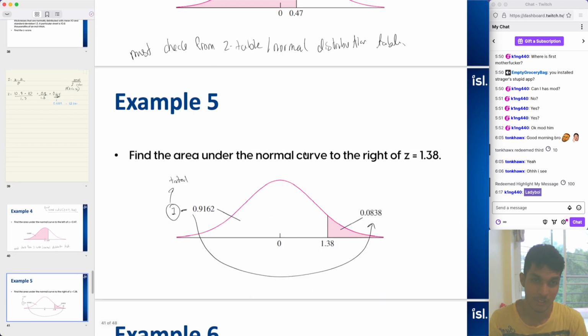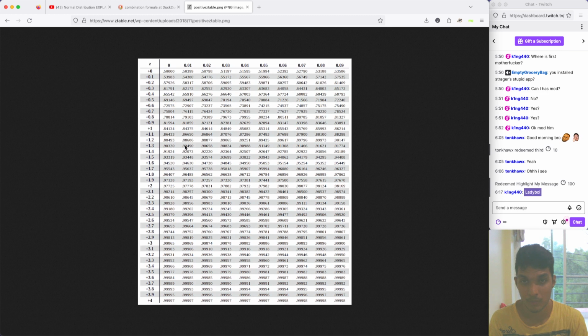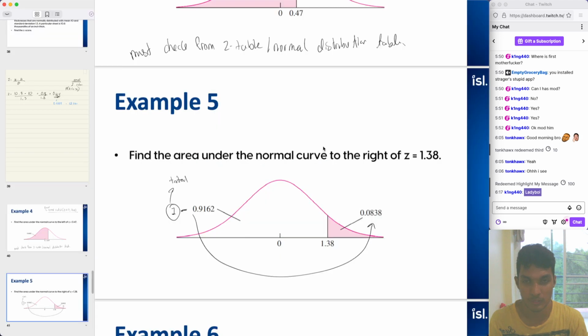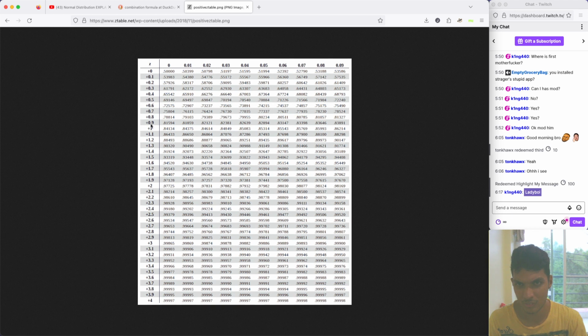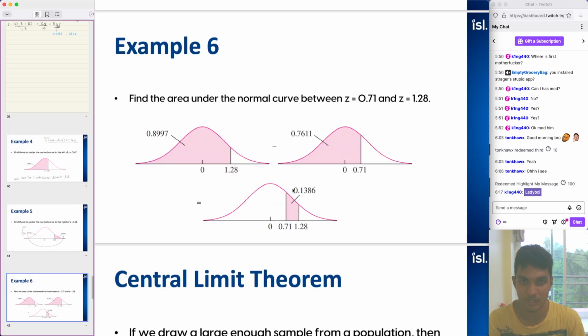And if you want on the right, you minus, okay, 0.8. 1.96 and you minus 1 to get left, yeah. If you want both sides, you find the left first, okay. 0.7, okay. Find 0.71, okay. And you find 0.28, yeah. And then you minus together.